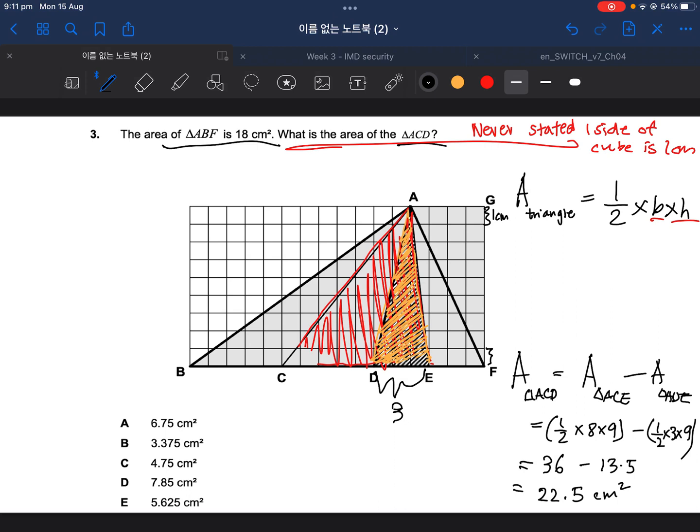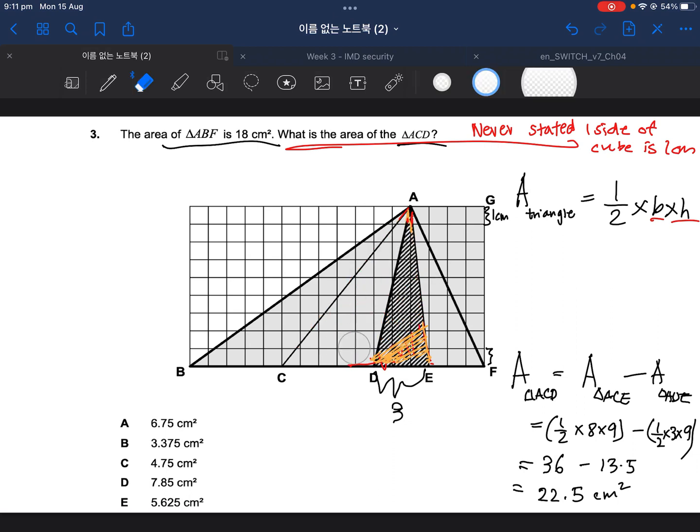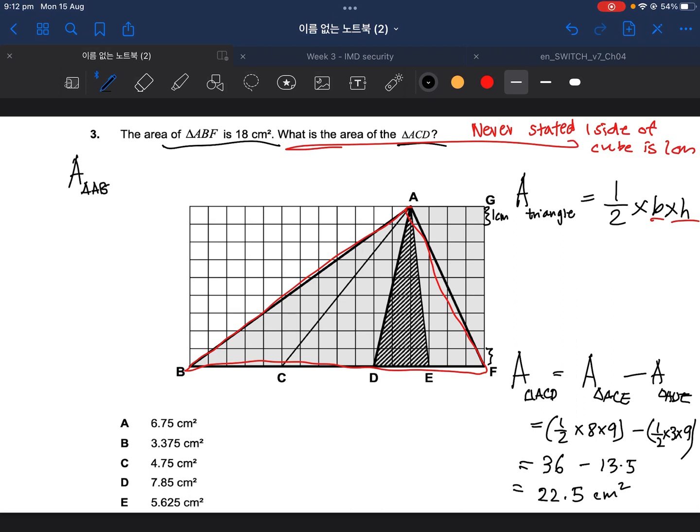So, triangle ABF refers to this triangle over here, ABF. That triangle is supposedly 18 square centimeters. So we check it. We're doubting now. What's the base? The area of triangle ABF is half times, what's the base? 15 times, you can have a count in your spare time. The height is actually 9 as well here. By the way, the height is talking about this over here to the apex.